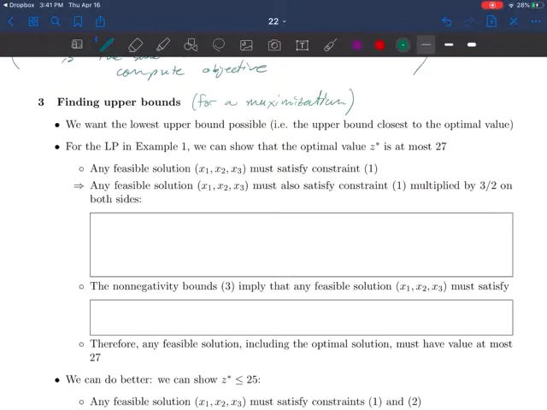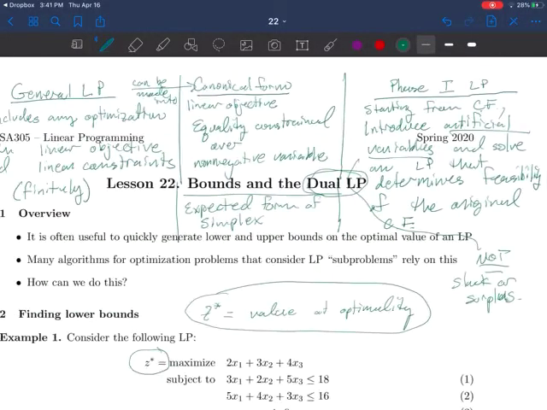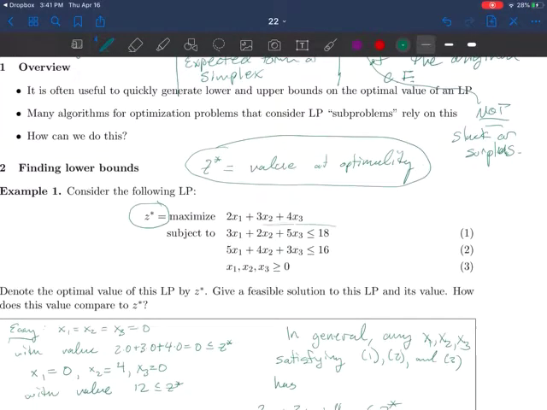So we can think of it this way. We can use the constraints. The fact that we have constraints actually can help us. So for example, we note that any feasible solution has to satisfy constraint 1. And so what if we just multiplied any feasible solution, evaluating the left-hand side of constraint 1, and we multiply it by 3 halves on both sides.